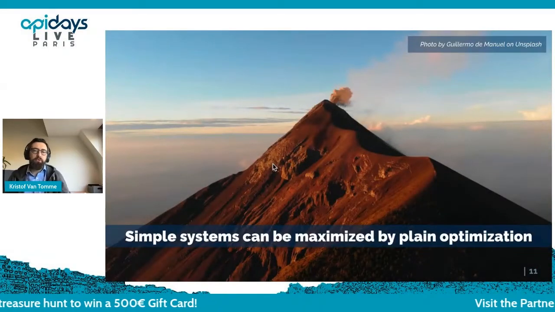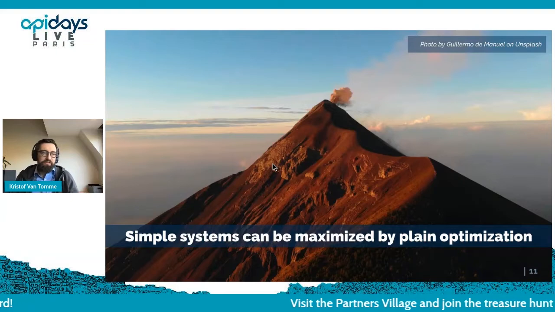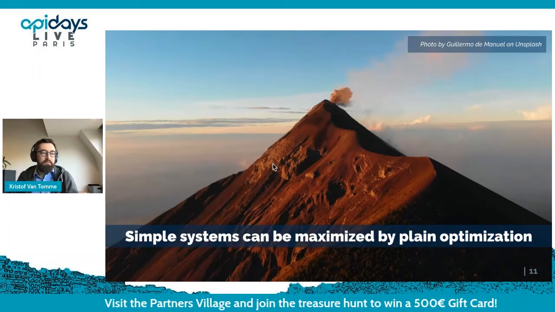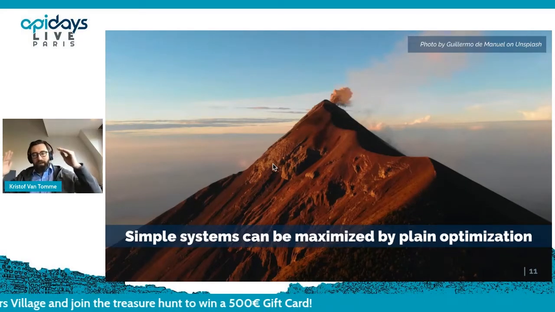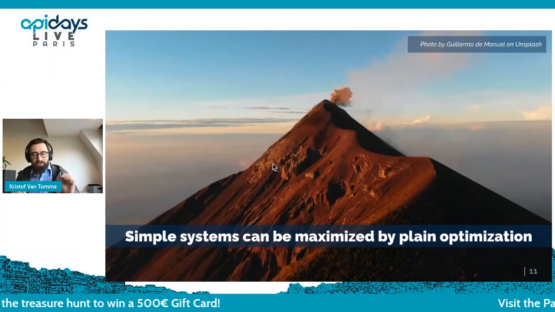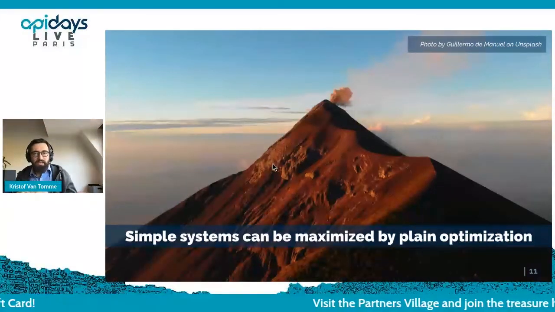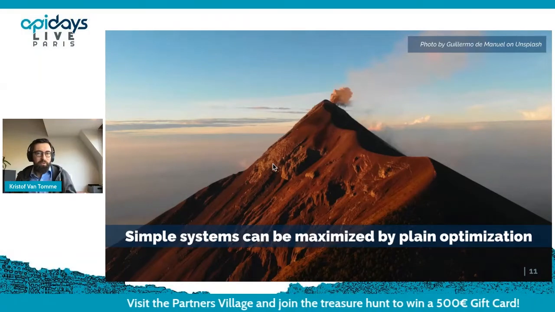Also in the book, Professor Page talks about this visualization of the four types of systems. There are the simple systems, which are like a single mountain, a lonely mountaintop. You just keep going up and you get to the top, and it's easy to maximize or optimize because you just keep going up.